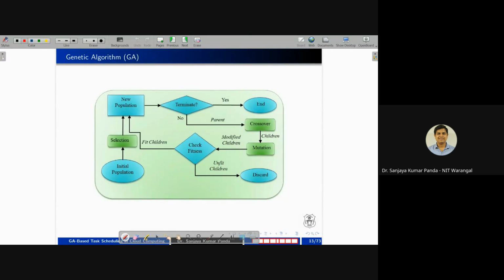And if they are not fit, even if the children are not fit, we are going to discard such children. But if the parents are also not fit, we are going to discard the parents and replace them with the modified children. So you can perform the crossover a number of times, and go for the process of mutation a number of times, and check their fitness in order to update the new population. This particular loop is going to be executed several times until the termination condition is satisfied. Now let us see these steps in the remaining slides. I'll tell you about initial populations.